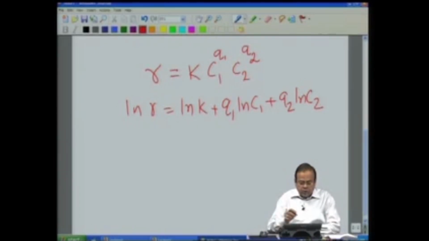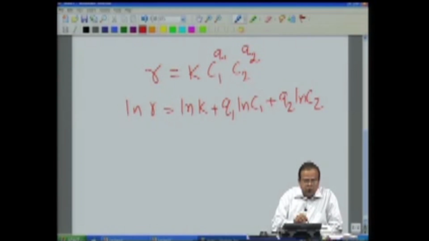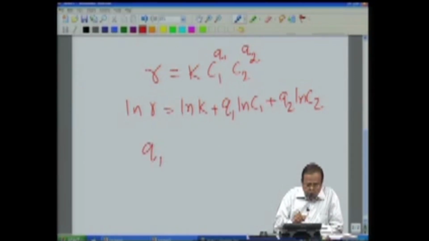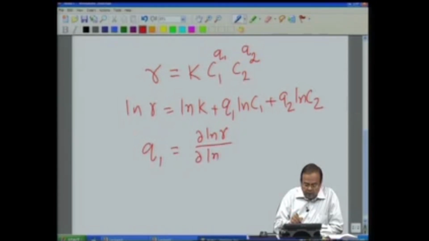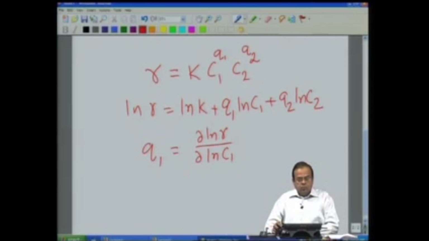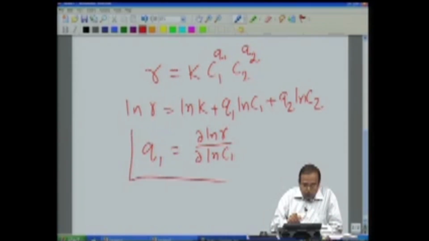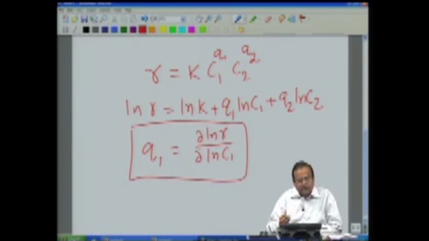So, in other words, I can write my rate expression by taking logarithm of both sides, left hand side and right hand side, and now if you look at this expression, I can write Q1 as nothing but del ln R by del ln C1, or in other words my Q1 is the differential of ln R with respect to ln C1. Now, for a true power law kinetics, this is what I get.